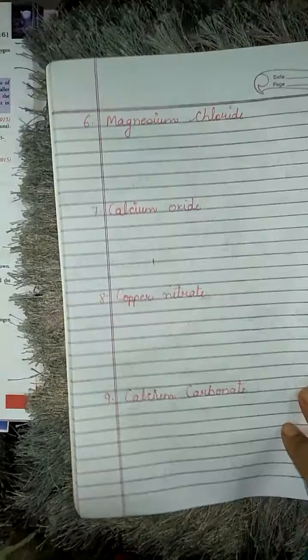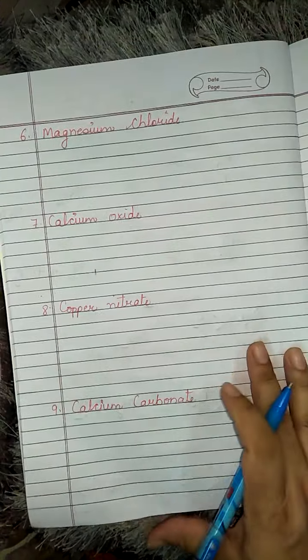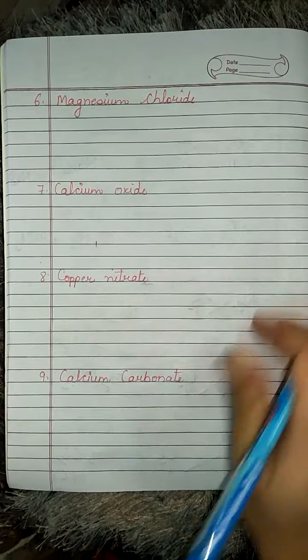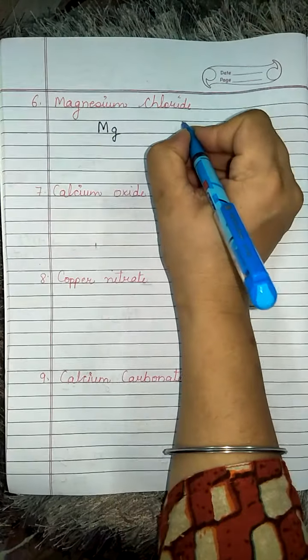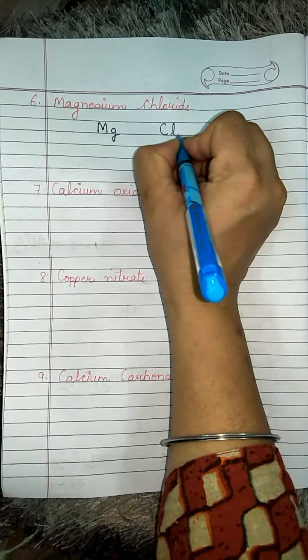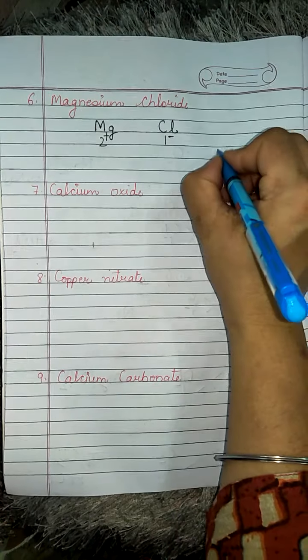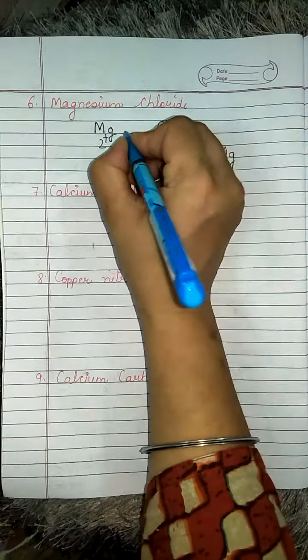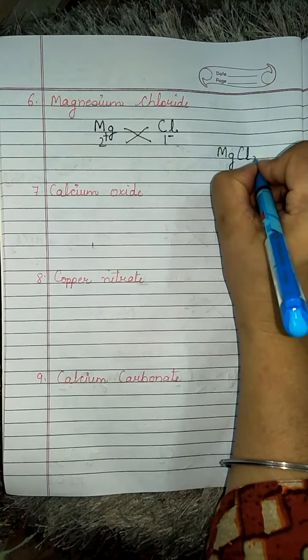Next is magnesium chloride. What is magnesium chloride here? Just see. Magnesium is Mg. Chloride is Cl. Magnesium is 2 positive. Chlorine is 1 negative. So what will be our formula? Mg crisscross: Mg1 Cl2.